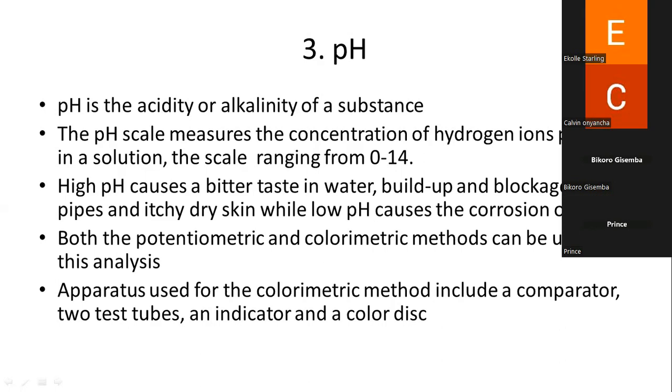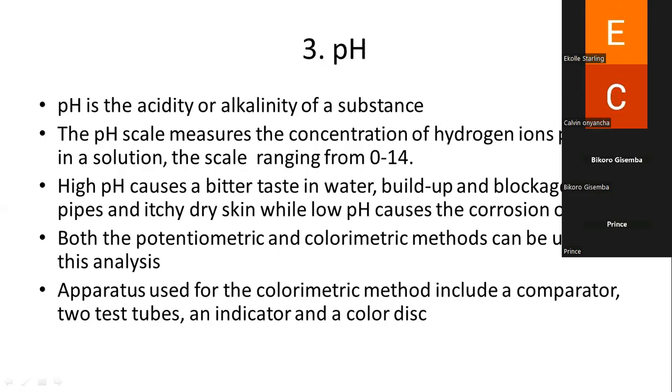0, and then 7 for neutral. So values ranging from 0 to 4 are highly acidic, and then from 4 to 7 are slightly acidic, and then 7 neutral, 7 to around 10, that is slightly basic, and then 10 to 14, highly basic. So high pH causes a bitter taste in water, buildup and blockage in pipes, and itchy dry skin, while low pH causes the corrosion of pipes.